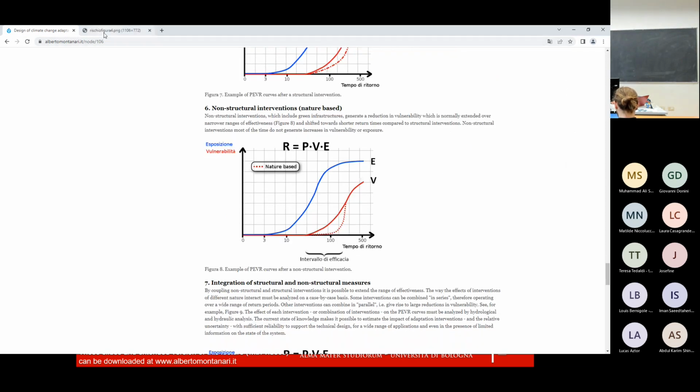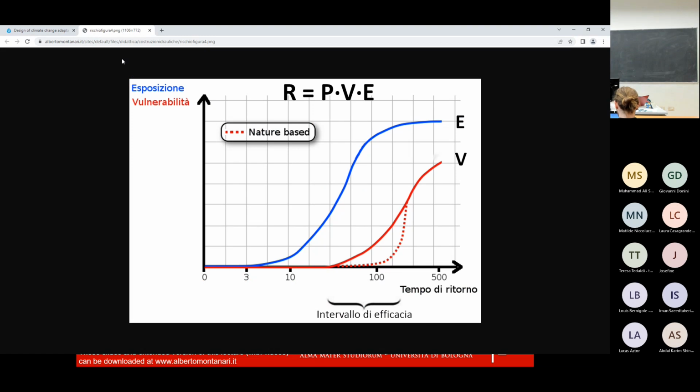Non-structural interventions usually don't change exposure because people don't feel more secure with them. With nature-based solutions, with green solutions, people are less convinced of their effectiveness, and therefore usually the exposure doesn't increase. Vulnerability is indeed decreased, but in most cases, the range of decrease of vulnerability is shifted to the left with respect to the structural intervention.